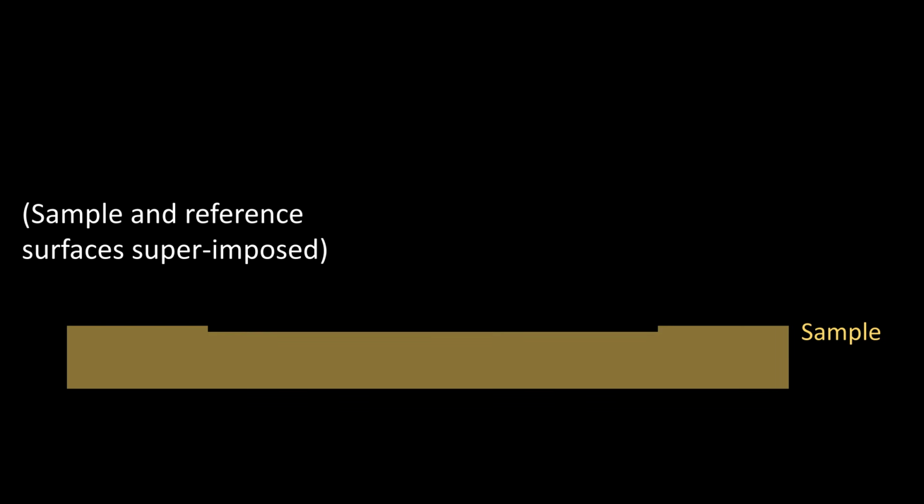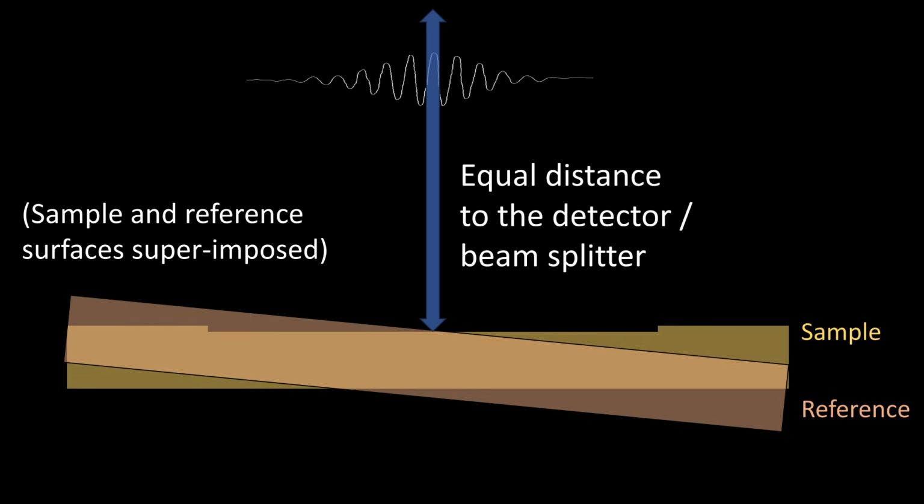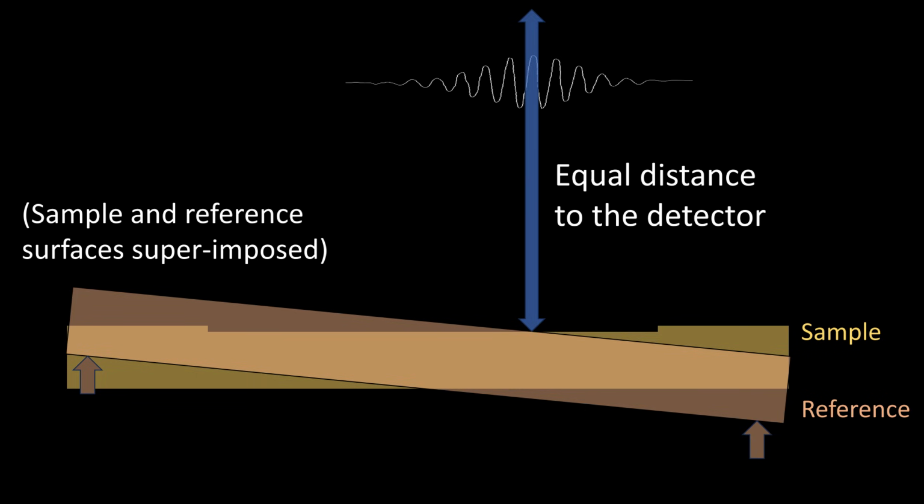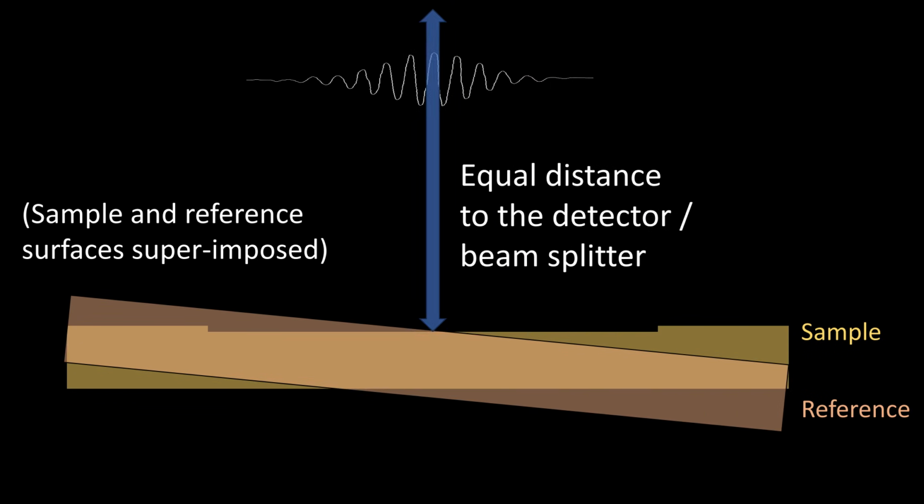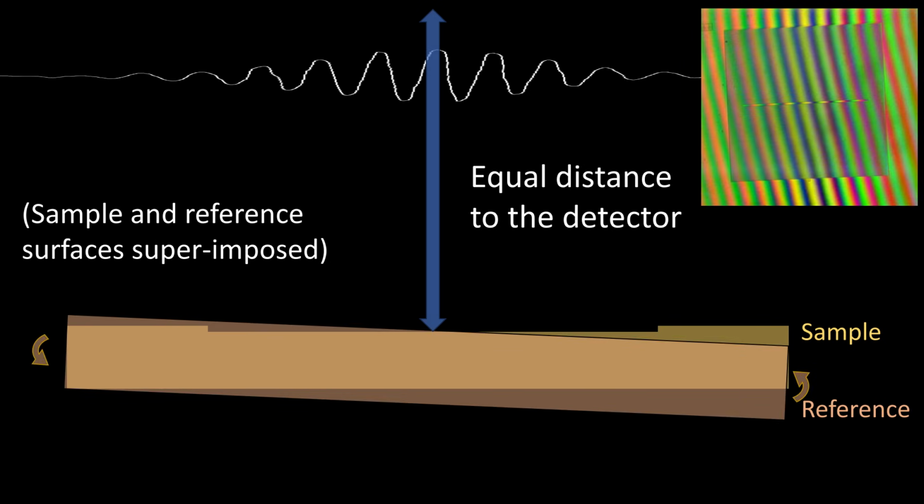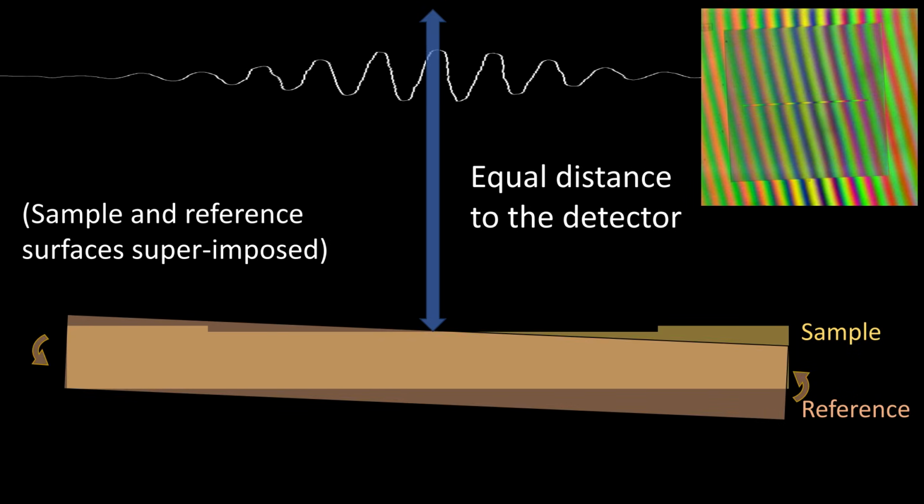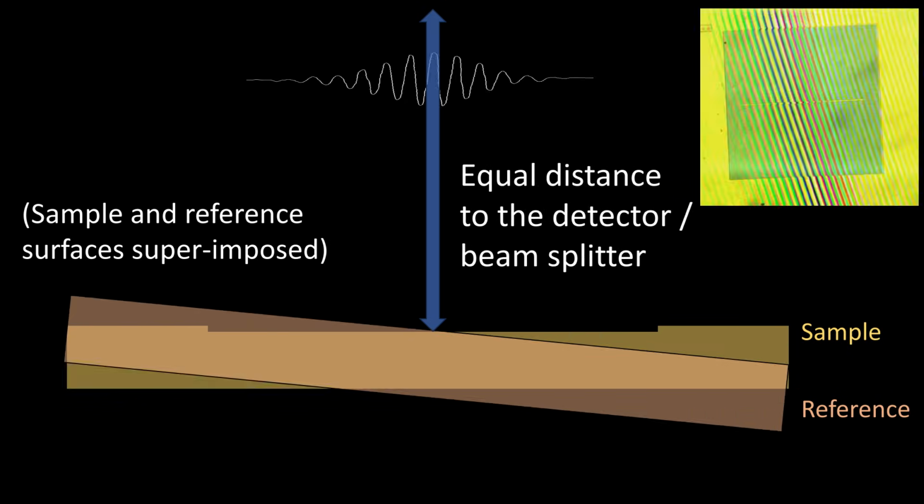I try to explain why that is in this schematic. Here I have, for convenience, superimposed the sample and the reference surfaces with respect to the distance to the beam splitter, and you observe that if we shift the distance to the detector of one of the two interfaces, the position of equal path length will also shift. And if we change the angle between the two interfaces, the spacing between the individual fringes will change, since each fringe corresponds to one wavelength of difference in distance.